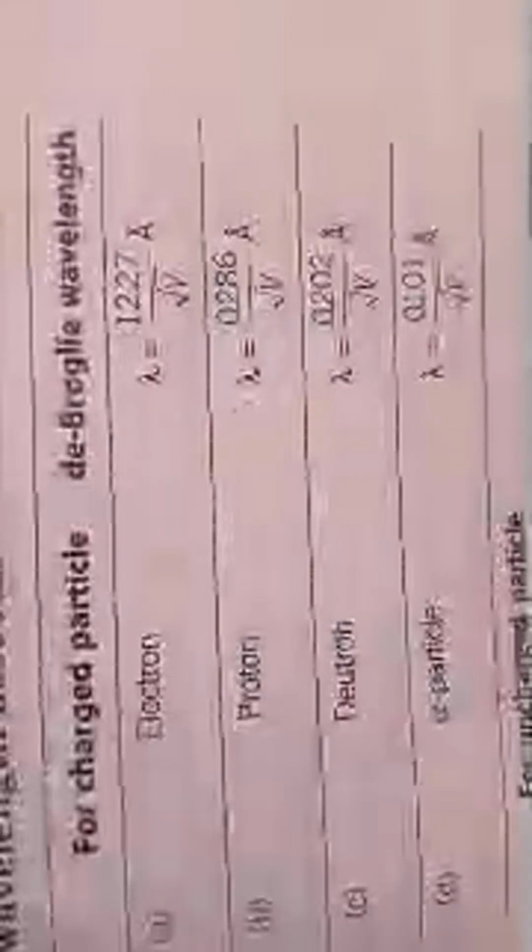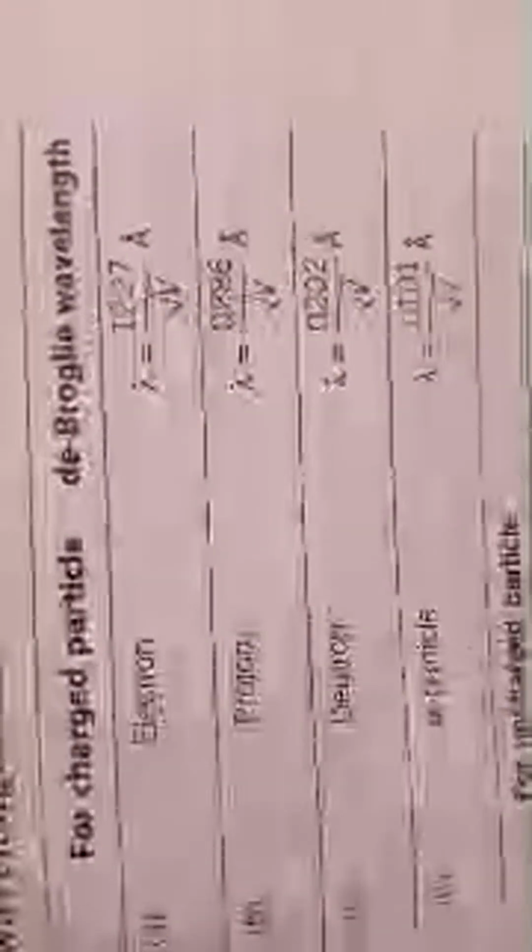Some important table. इसमें डी ब्रोगली वेवलेंथ दी गई है इलेक्ट्रॉन की, प्रोटॉन, न्यूट्रॉन, अल्फा पार्टिकल्स, न्यूट्रॉन्स, थर्मल पार्टिकल्स. एक और एक्सपेरिमेंट कर लेते हैं.